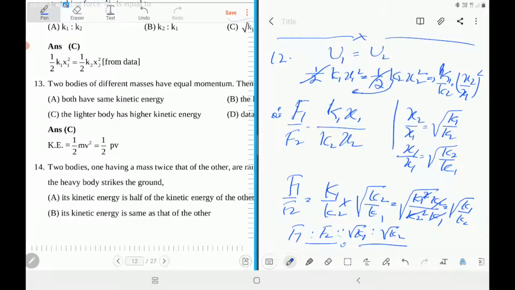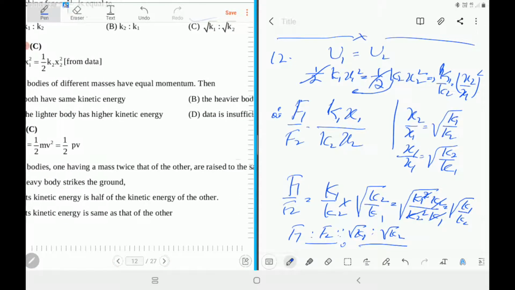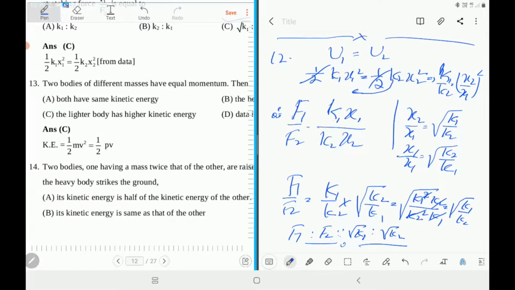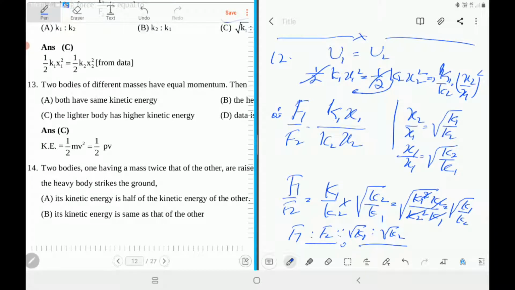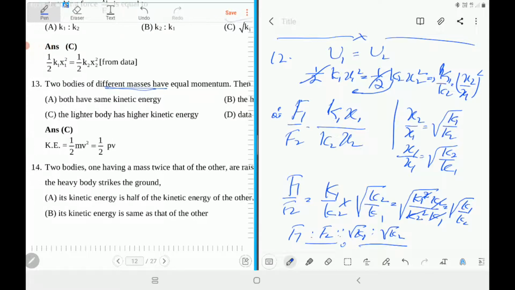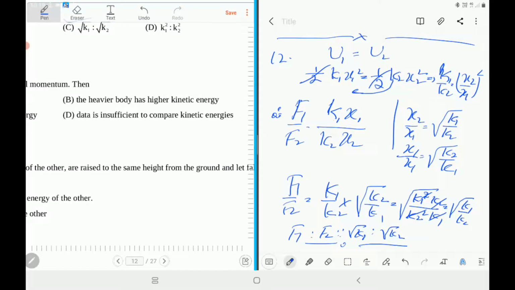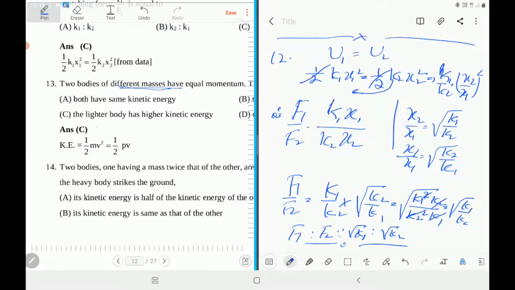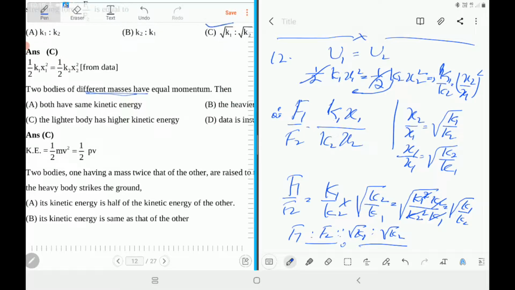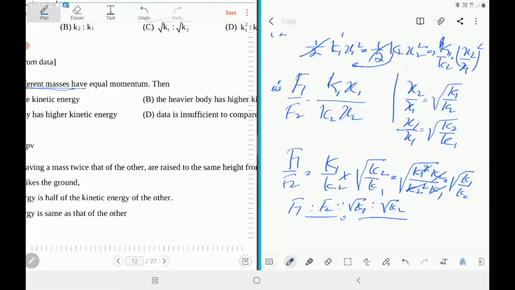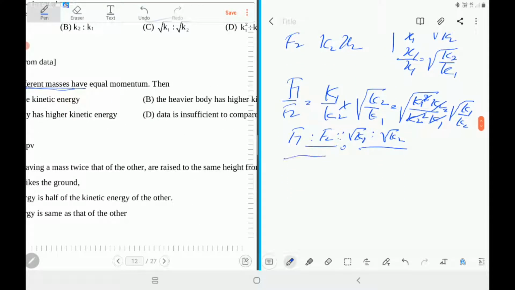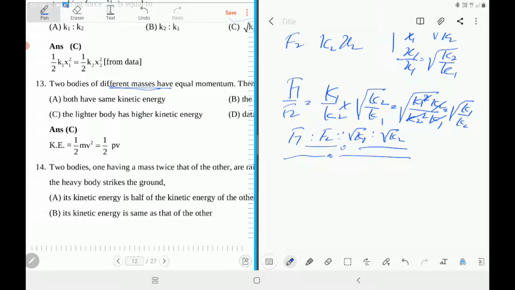See, two bodies of different masses have equal momenta. Momenta same. Two bodies have different masses. So options, very simple. We have same kinetic energy. The heavier has higher kinetic energy. The lighter has higher kinetic energy, and data is insufficient. Data sufficient, you can try this. In this problem 13, it's very easy.